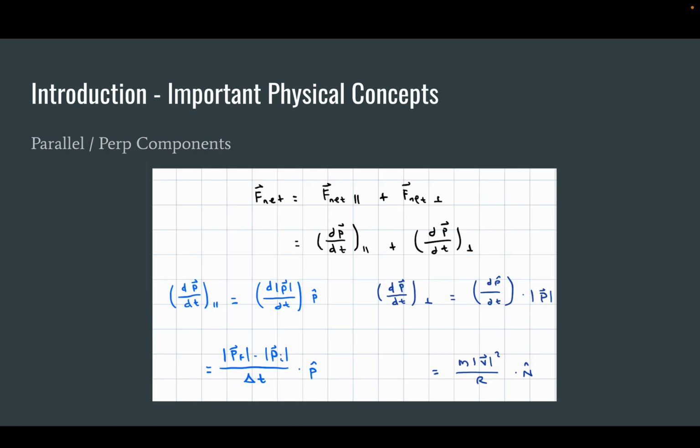It's also key that we understand how parallel and perpendicular components of net force work. The positive parallel, or p hat, component points in the direction of motion, and the positive perpendicular, or n hat, component points to the center of the turning circle. We can use these components to better understand turning motion. The parallel components correspond to change in speed, while the perpendicular components correspond to change in direction.